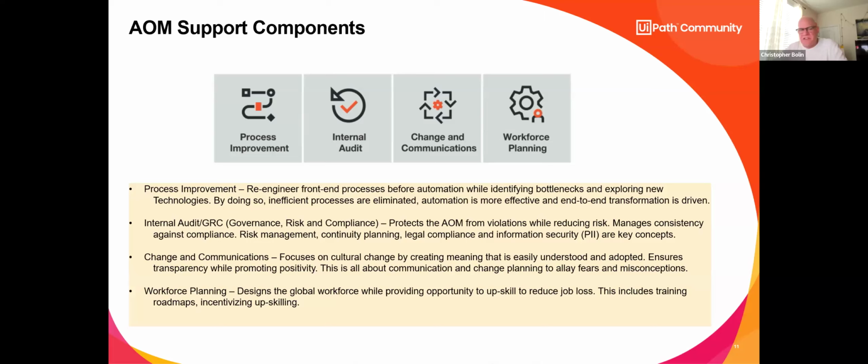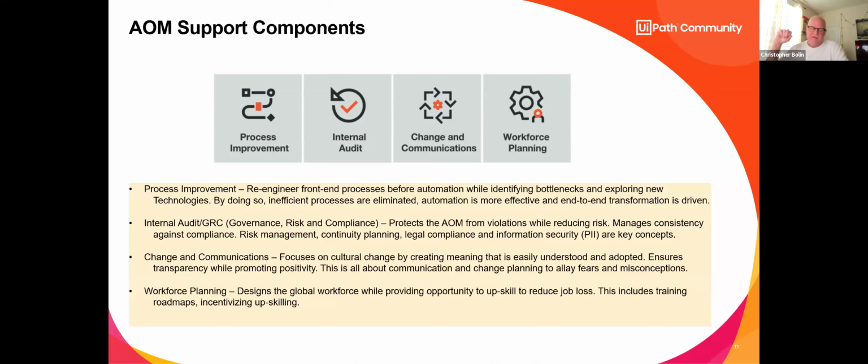Internal audit, GRC, governance, risk, and compliance. If you're in a SOX organization or if you're with the federal government, you're going to be going through quite a bit of audits. A SOX organization is going to make sure that you have, we've talked about this before, segregation of duties, things like that. Documentation is a big part of that. Security is a big part of that.